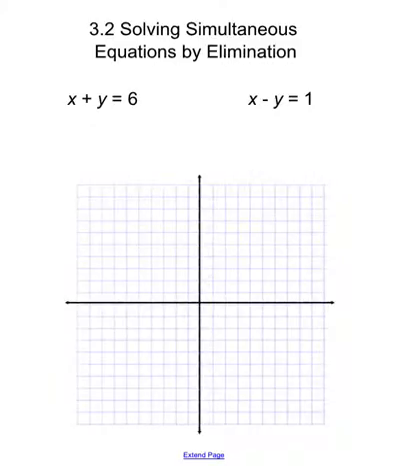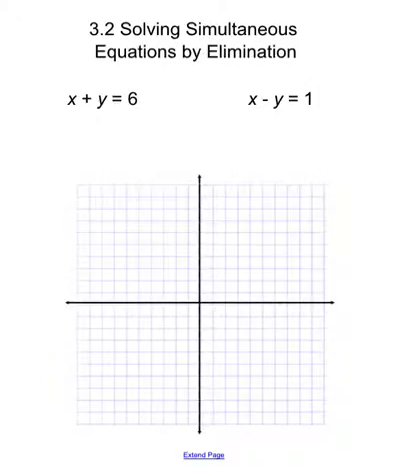3.2 Solving simultaneous equations by elimination. This is the second method out of three that we're going to learn to solve simultaneous equations. Simultaneous equations can also be called systems of equations. I might call them both things.